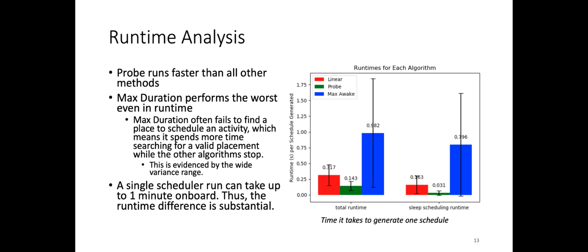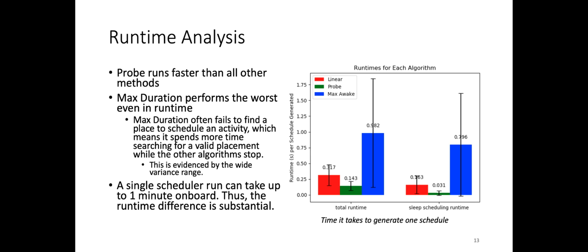And finally, we show the runtime analysis. It's not actually a surprise that the probe is the fastest and that the linear takes more time. And interestingly enough, the max awake actually takes the longest amount of time. That's because when it fails to place and schedule an activity, it has to iterate more and keep trying to place the activity, whereas the other approaches just immediately find the schedule.